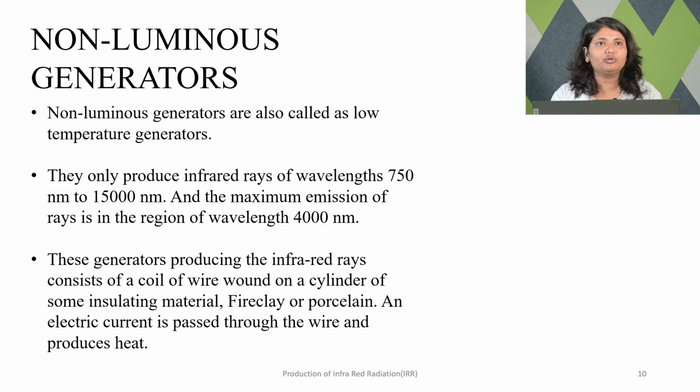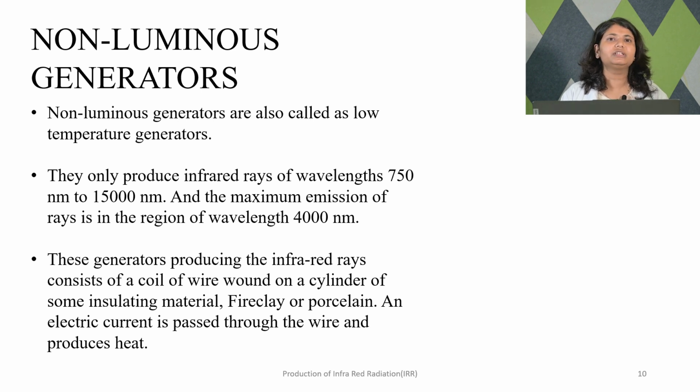Heading forward to the non-luminous generator, non-luminous generators are also called low temperature generators. So these lamps produce rays ranging in wavelength from 750 nm to 15,000 nanometers, and the maximum emission of rays in this region varies around 4,000 nanometers.